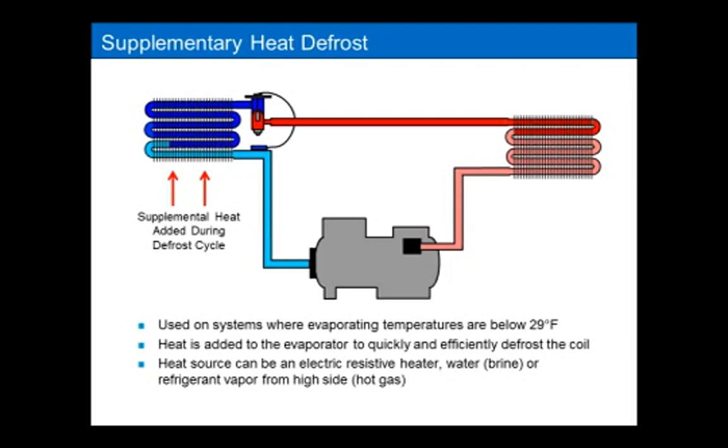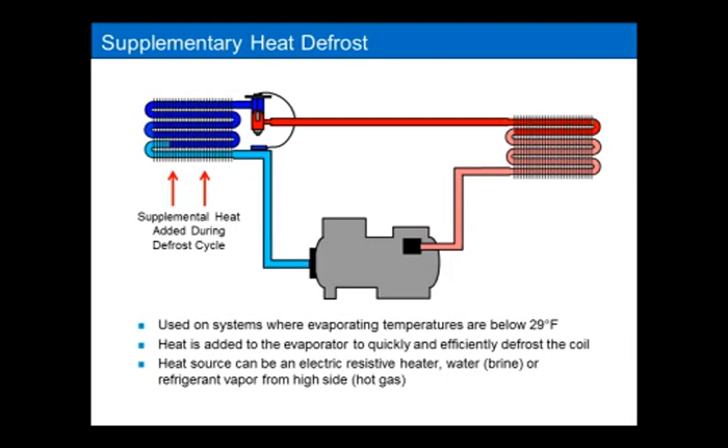So now these supplemental defrost systems are going to be used on low temperature operations where your evaporating temperatures are well below 29 degrees. It's going to be where you're in a very cold environment where simply shutting the evaporator off on the off cycle is not going to defrost the coil.